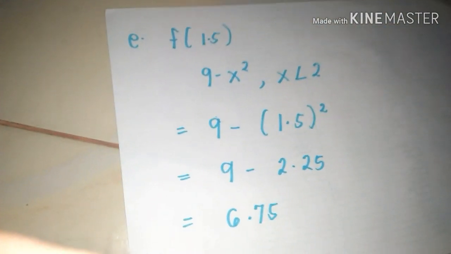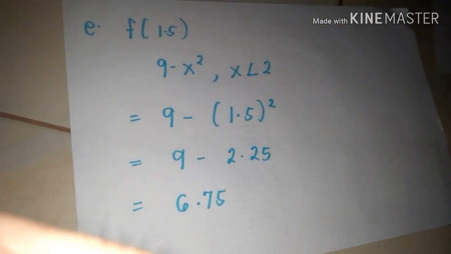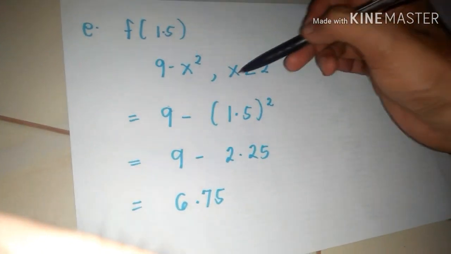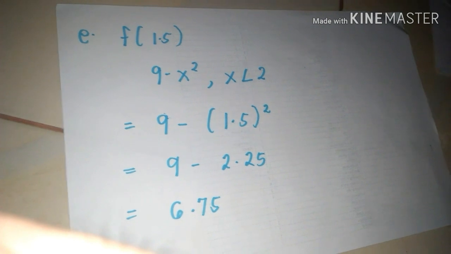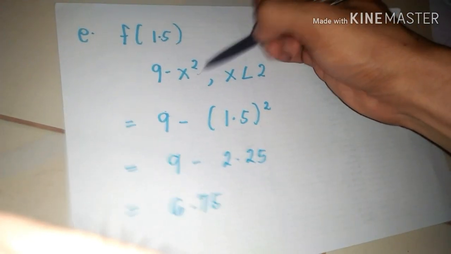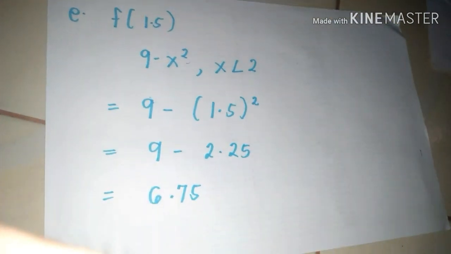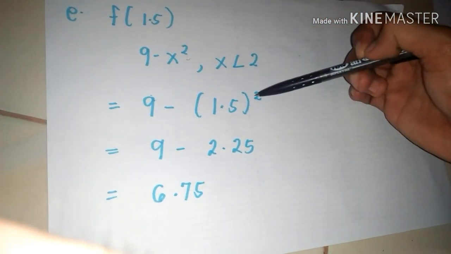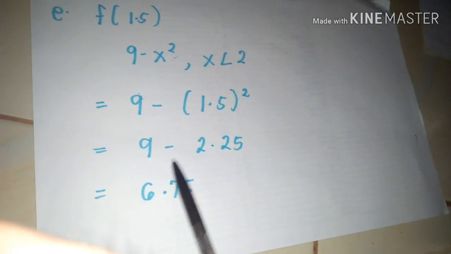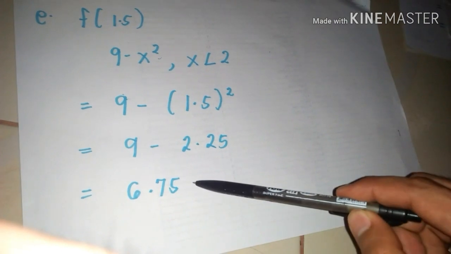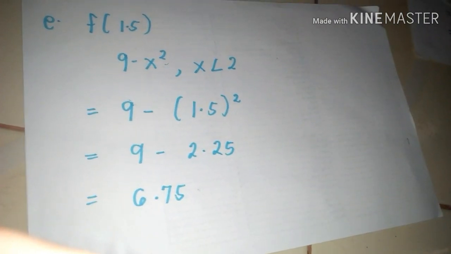Then, last example, we have f of 1.5. Ang 1.5 ay makikita natin sa interval na x less than 2. Ano bang function meron doon sa x less than 2? Again, meron tayong 9 minus x squared. Just substitute, we have 9 minus square of 1.5. So, 9 minus 2.25, we have 6.75. So that is the final answer.